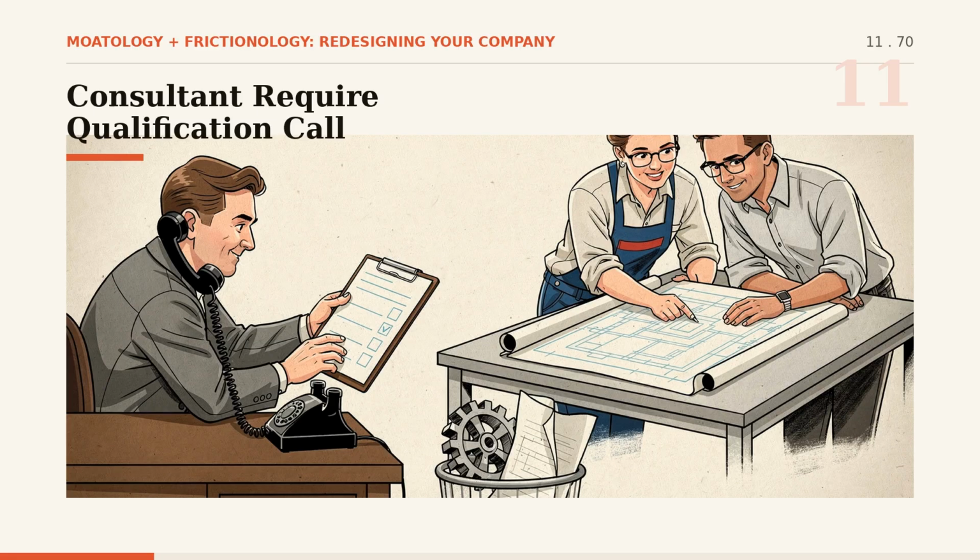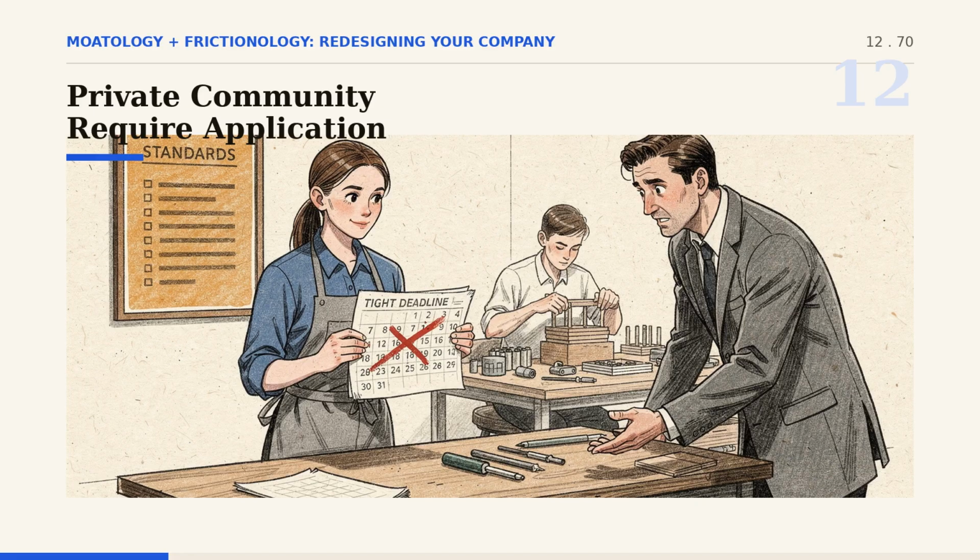A custom manufacturer may require detailed specifications and approval before production. That slows the start, but reduces expensive errors later. A private community may require an application, referral, or membership fee. That barrier helps preserve trust, relevance, and the quality of participation. A premium service provider may refuse unrealistic deadlines. That constraint protects delivery standards and prevents one customer from damaging the experience of every other customer.